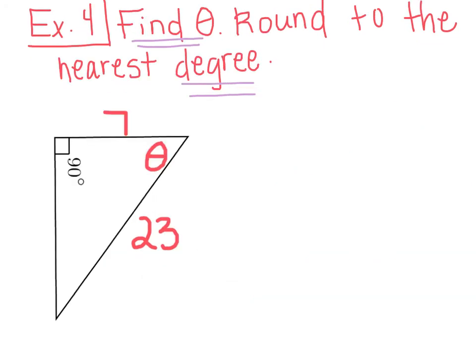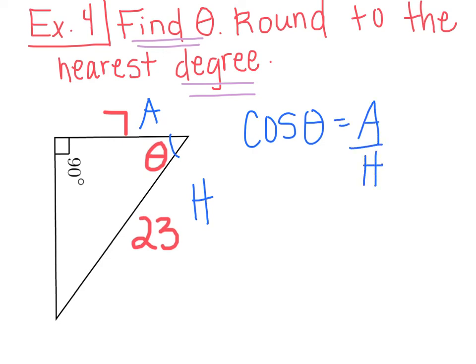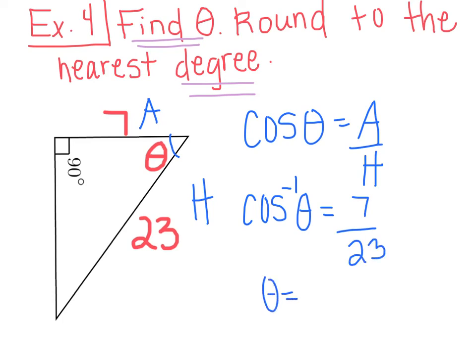So example 4, find theta and round to the nearest degree. So here's our theta. 7 is adjacent to theta, and 23 is the hypotenuse to theta. So we have adjacent and hypotenuse, so that's cosine. So cosine theta equals adjacent over hypotenuse. But we have to do the inverse of cosine, so that's going to be 7 over 23. So when you type that in your calculator and you round to the nearest degree, which means nearest whole number, you're going to get 72 degrees.